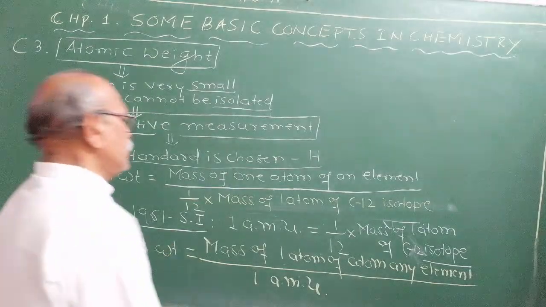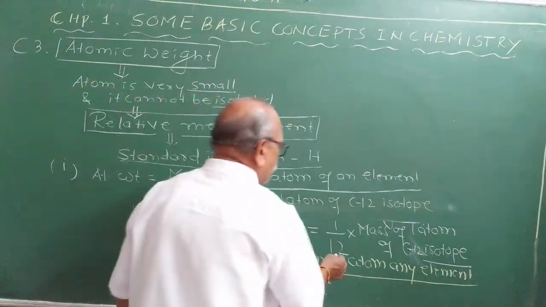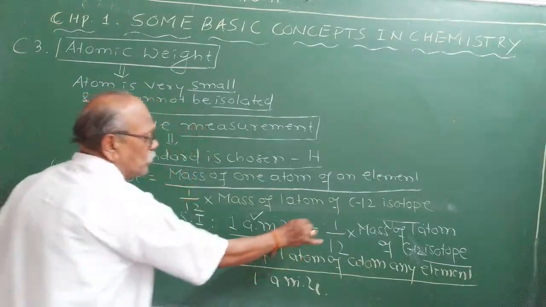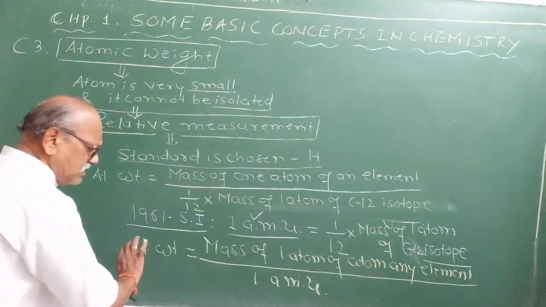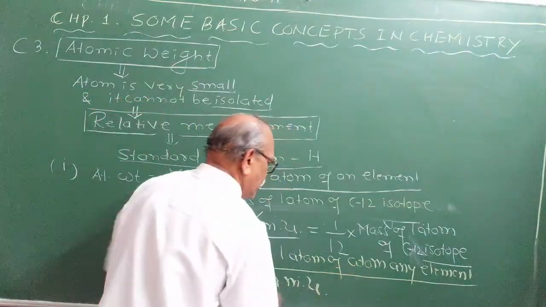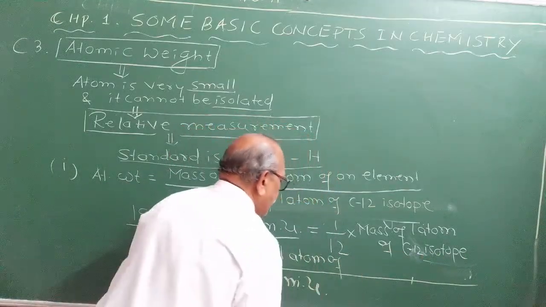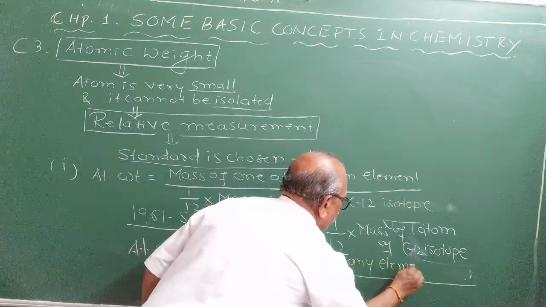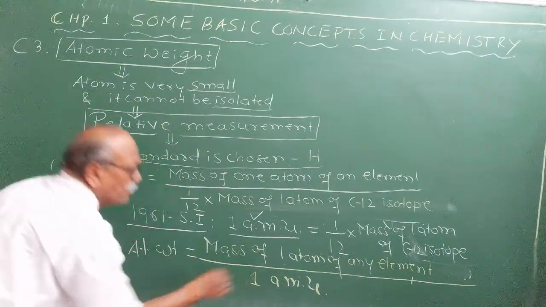Okay. Now let us continue. Now how to calculate this one atomic mass unit? One atomic mass unit is nowadays considered by SI unit. 1 amu is equal to 1/12 of mass of one atom of carbon 12 isotope. Means we can simply define atomic weight as mass of one atom of any element divided by 1 amu, atomic mass unit.